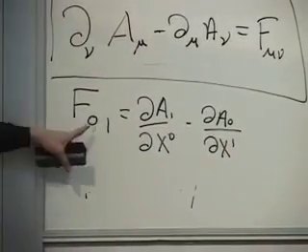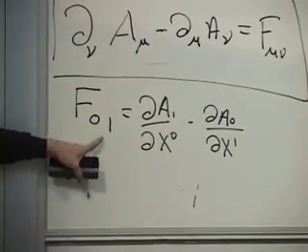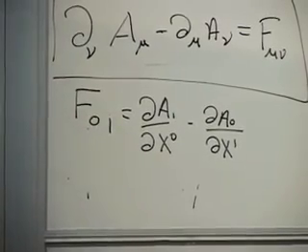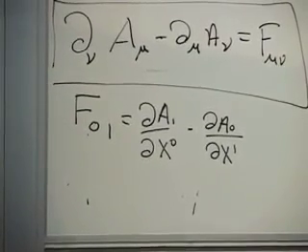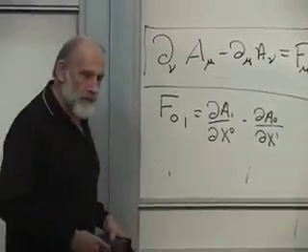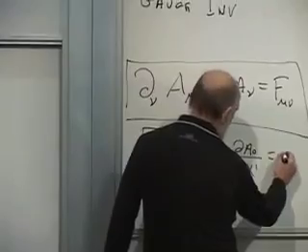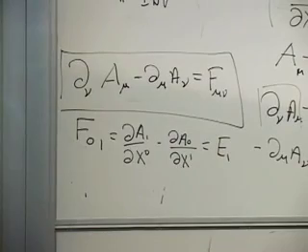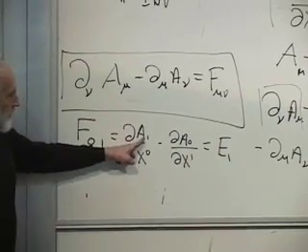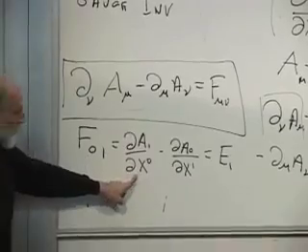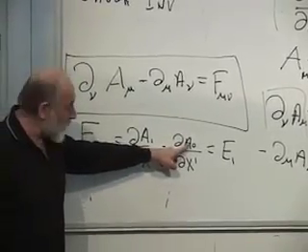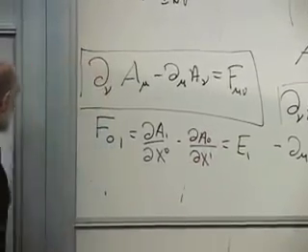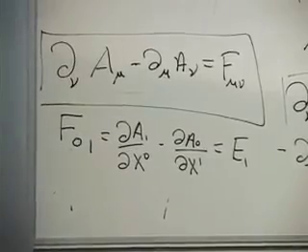Same thing if I replace 1 by 2 and 3. So there are 3 components which are of the form F naught x, y, or z. Those 3 components form the electric field. This is E1. The x component of the electric field would be the derivative of the x component of the vector potential with respect to time minus the derivative of the time component of the vector potential with respect to x1, with respect to x. So we have 3 components of the electric field.